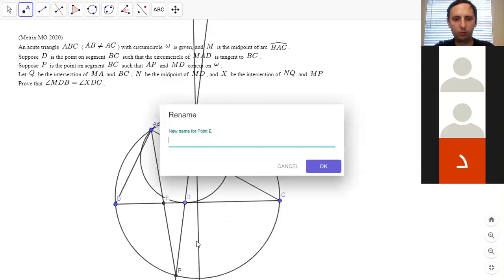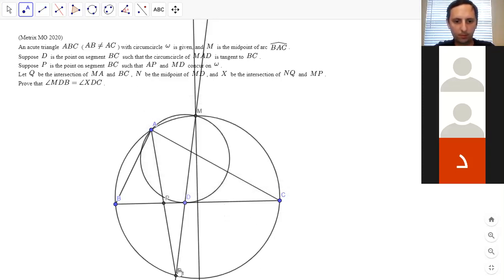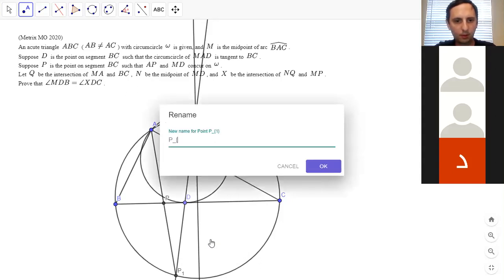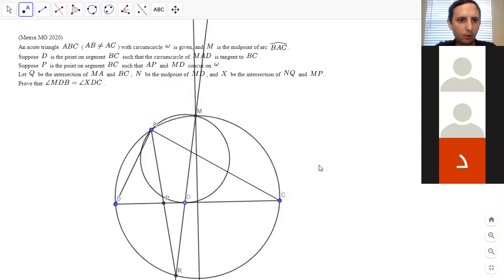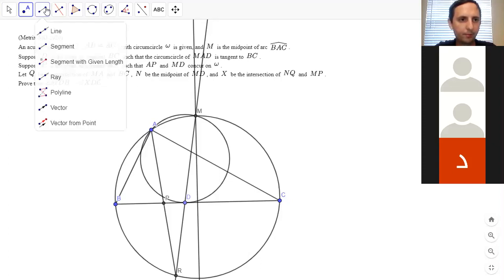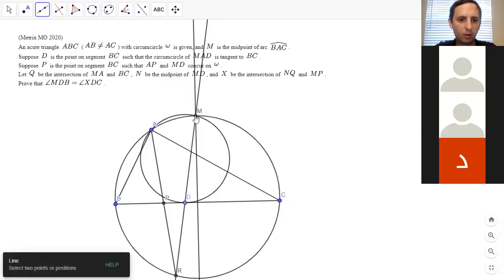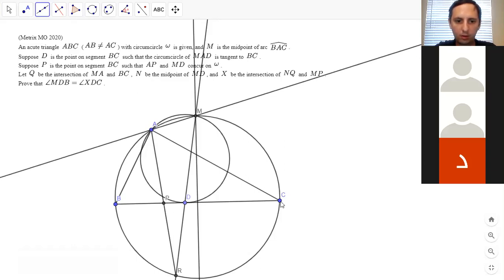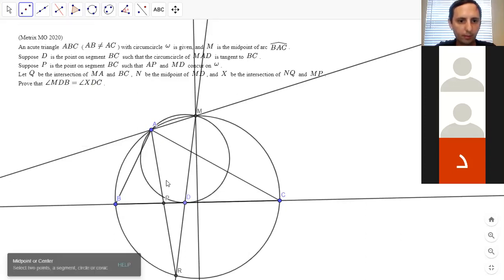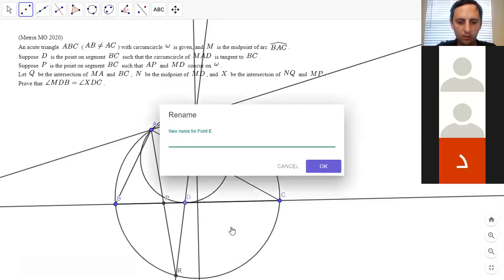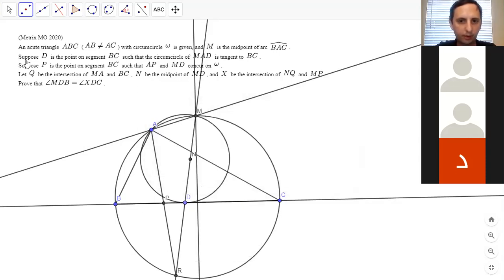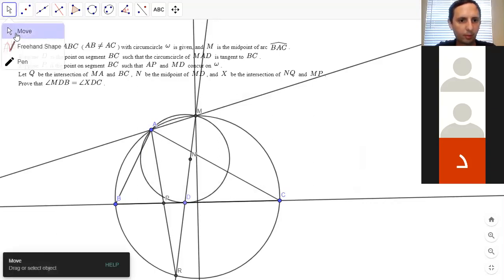So I can call that one Q. Oh, they already use Q. We'll call it R. Q is the intersection of MA and BC. First I'm going to draw the rest. So N is the midpoint of MD. X is the intersection of NQ and MP. So let me draw point Q.